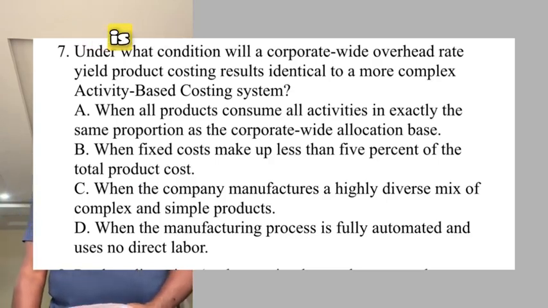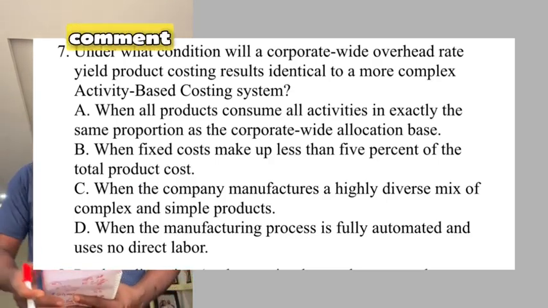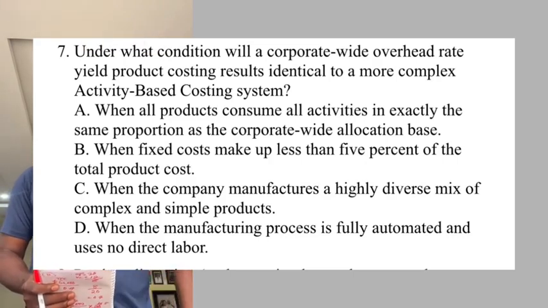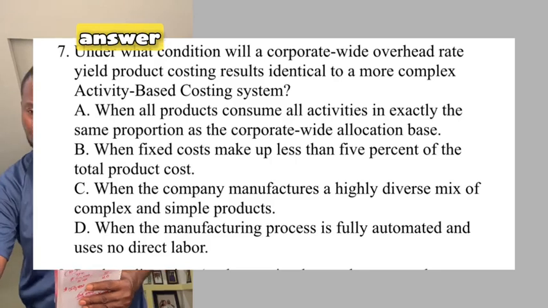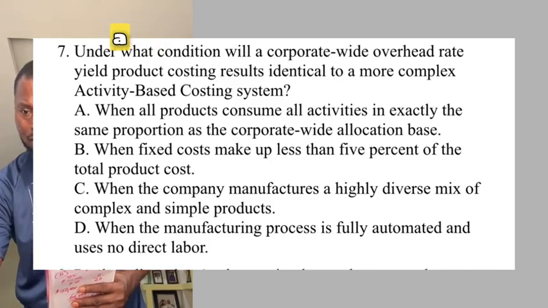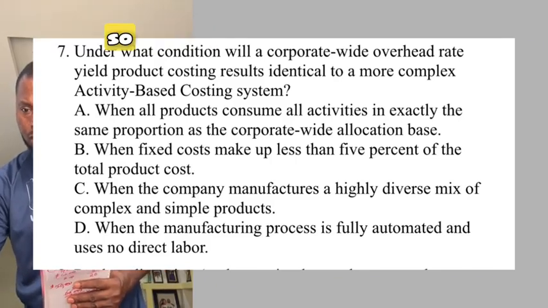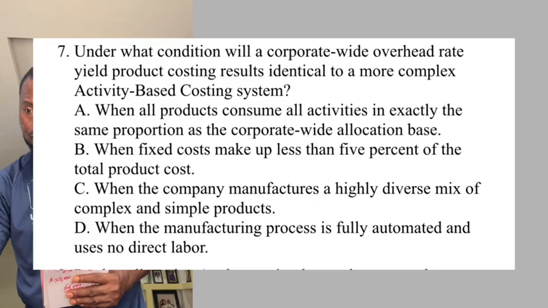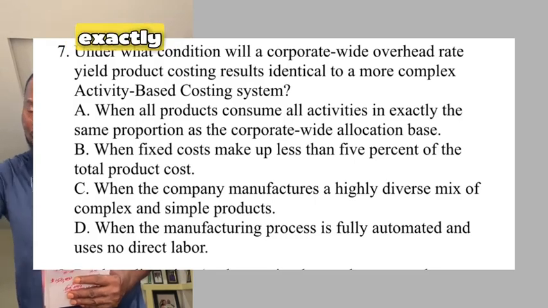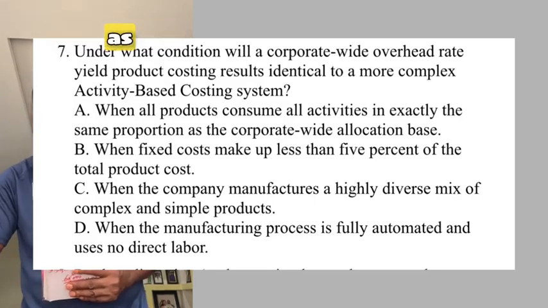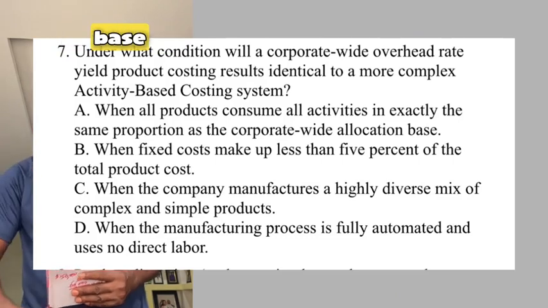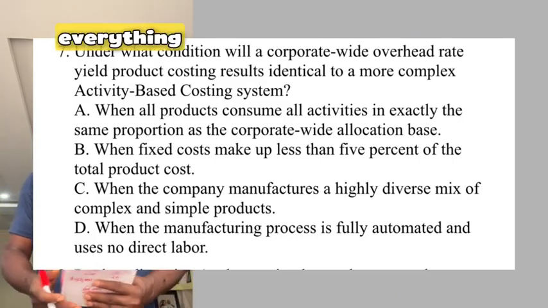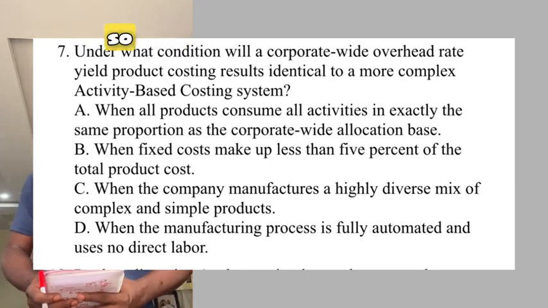Waiting for you. What is the correct answer? Write it down in the comment section. I want to see it. Correct answer is A, which is straightforward. When all products consume all activities in exactly the same proportion as the corporate-wide allocation base, then everything will be the same. So that's when it happens.